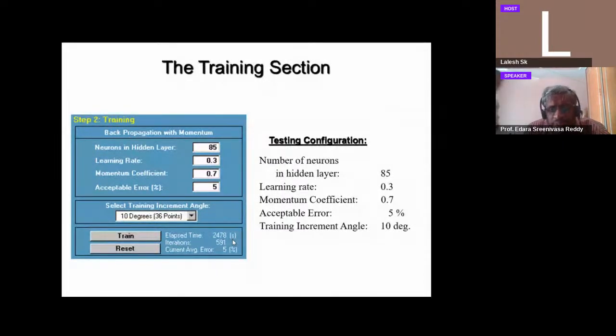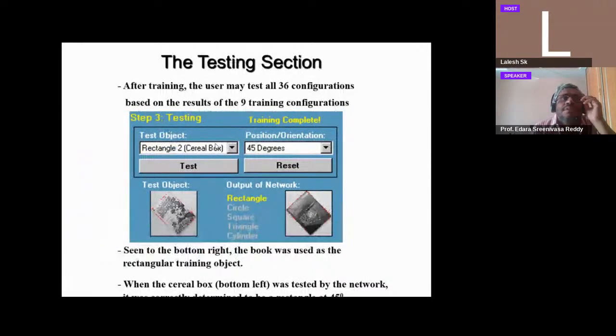Today, we have many powerful machines, so the elapsed time will also be in the range of milliseconds. And here the number of iterations is 591 and the average error is 5%. After the training, the user may test all 36 configurations based on the results of the 9 training configurations. We can change the test object, the angle, orientation, and position. Now the network is able to recognize it is a rectangle.